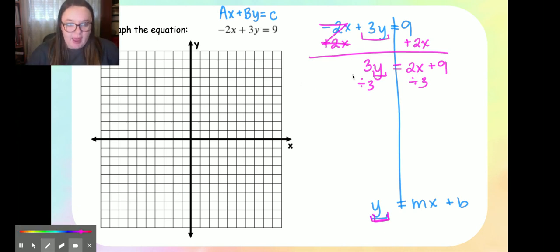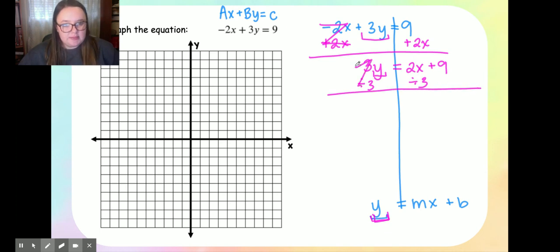So when we divide, let's see what happens. This 3 zeroes out. The only thing you have left on this side would be y equals. And remember, when we do division, we have to divide everything on this side. So you have to say 2 divided by 3. 9 divided by 3. Okay, so 2 divided by 3, if I type that into my calculator, it gives me a fraction or a decimal. So I'm just going to leave it as a fraction. 2 divided by 3. Keep the x with it. And then I have to take 9 divided by 3, which if I type that in my calculator, it gives me a good answer. It gives me positive 3. Would you look at that?